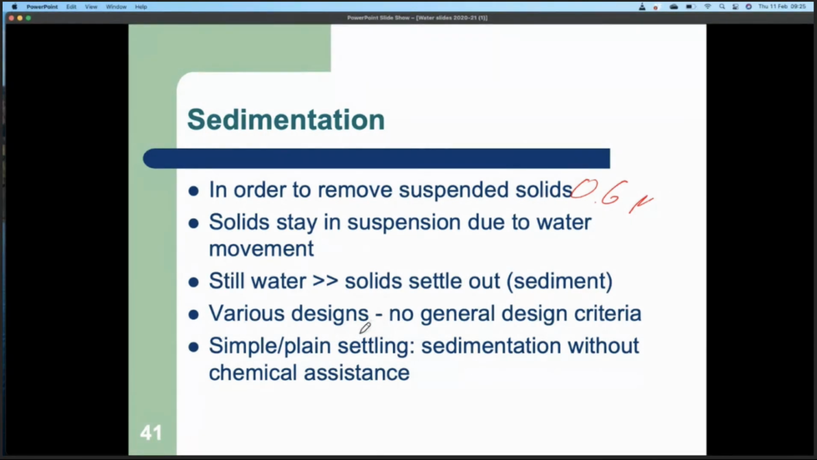And for my part of the module, just to highlight this again, we're talking about simple or plain settling. In a primary sedimentation plant, you would not normally have any addition of coagulants or other such things. That is what you discuss in detail with Jachan for the drinking water treatment, where you add coagulants first to enhance the sedimentation. For wastewater treatment, it tends to be sedimentation without that chemical assistance.